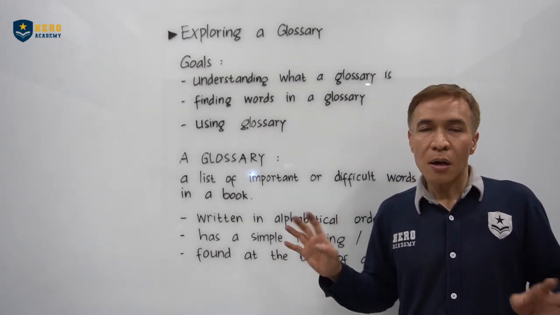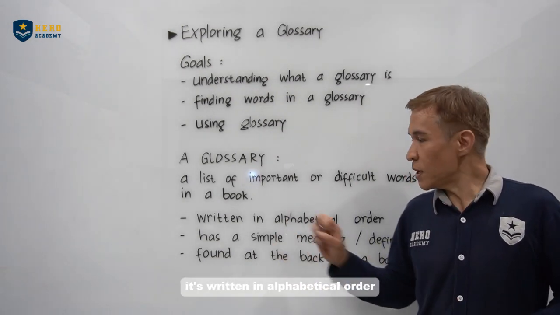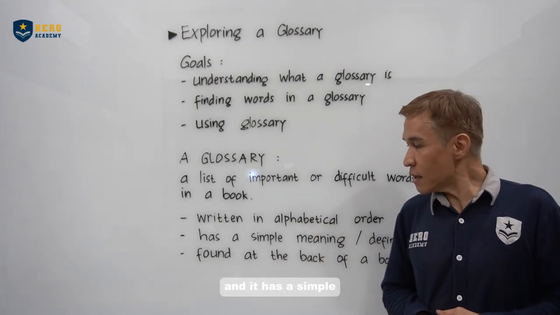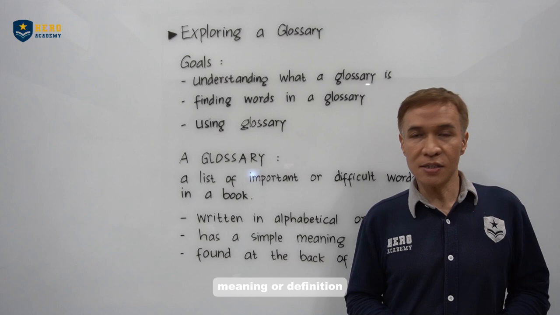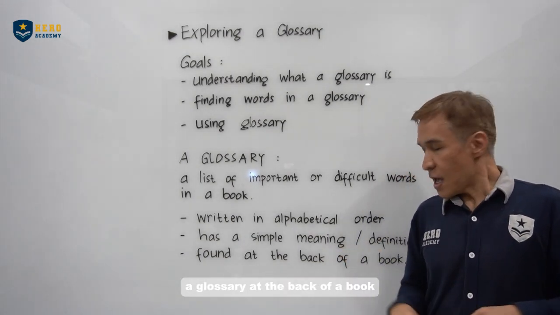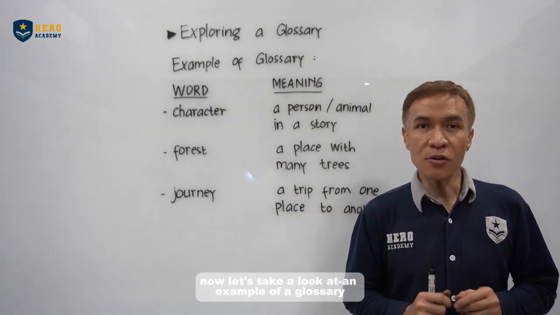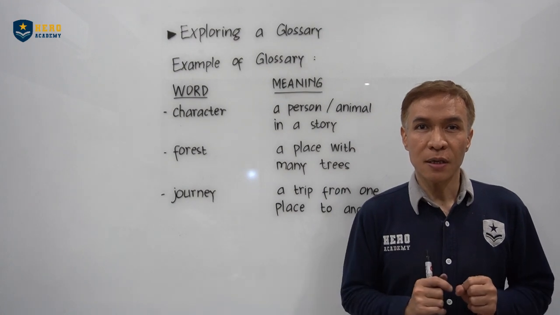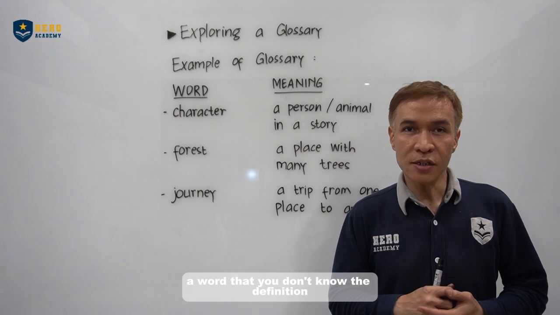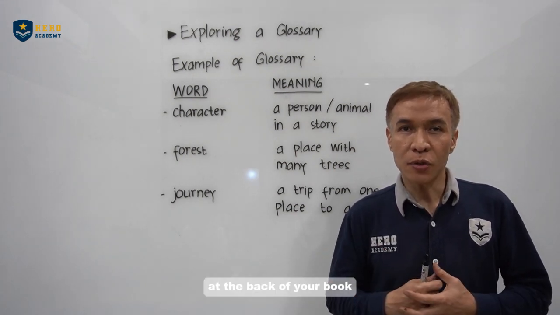In a glossary, the words are written in alphabetical order and each has a simple meaning or definition. You can find a glossary at the back of a book. Now let's take a look at an example of a glossary. Suppose you want to find a word that you don't know the definition of. You can take a look at the glossary at the back of your book.